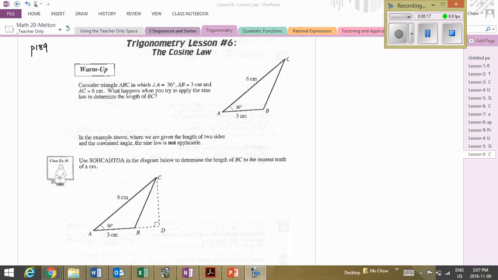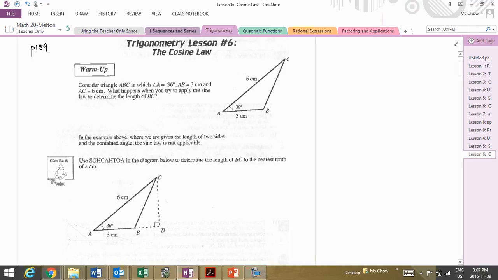If we try to use the sine law to solve for length BC, what we find is we don't actually have enough information. We've got angle A is 36 degrees. We don't know length a, which is length BC. We have length b, but we don't have angle B. We have length c, but we don't have angle C.